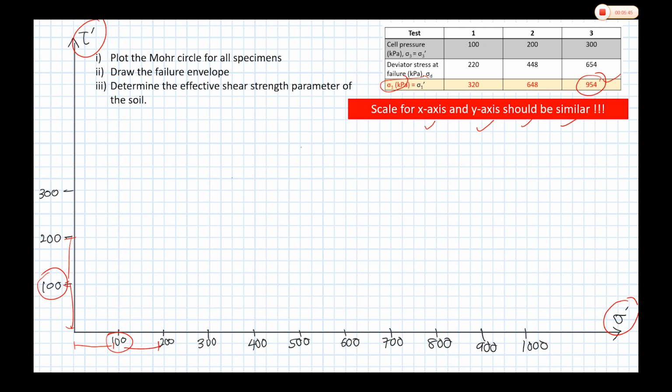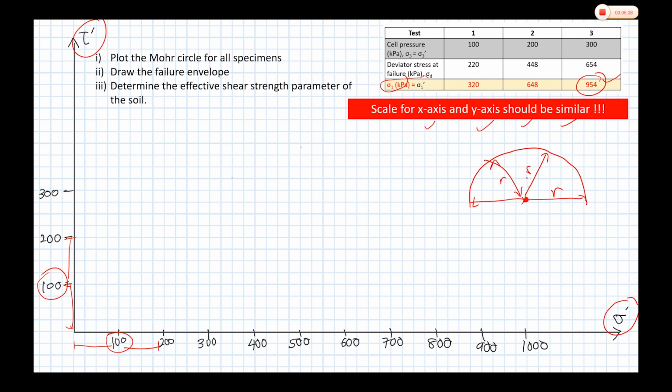Okay, now we need to draw the Mohr circle. It is a circle. So normally when we draw a circle, we must know where the center of the circle is, and we must know the radius of the circle.